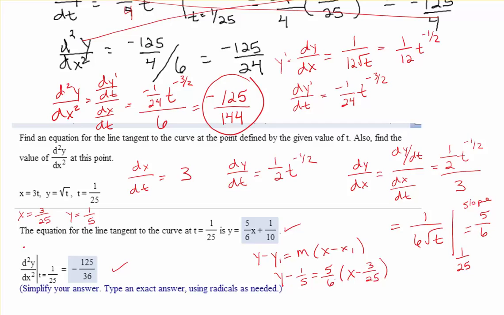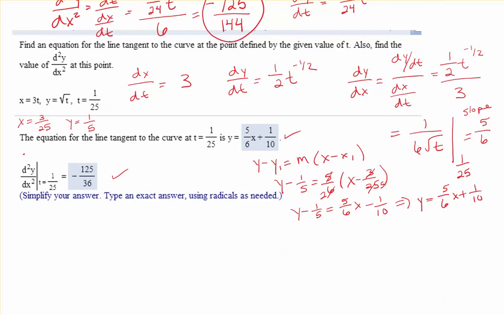And let's see, 3 goes into 6 2 times, 5 goes into 25 5 times. Don't forget to multiply the 5/6 through there. So this is 1/5 equals, let's see, this will be 5/6 x minus 1/10. And you move the 1/5 over, and that'll give you the plus 1/10. So y equals 5/6 x plus 1/10. That part's all straightforward. Should have been able to get that part from the notes. But it's the second part that's a little bit trickier.